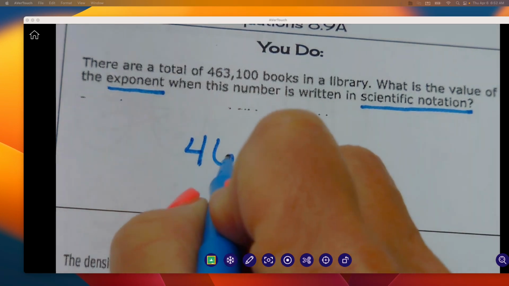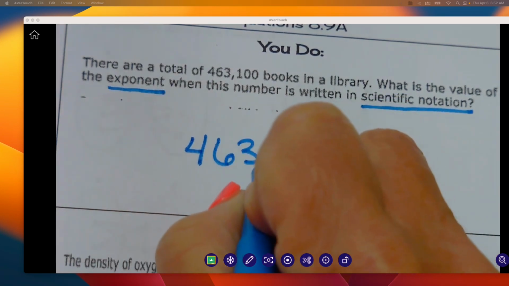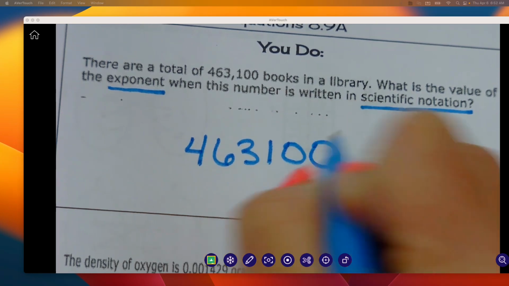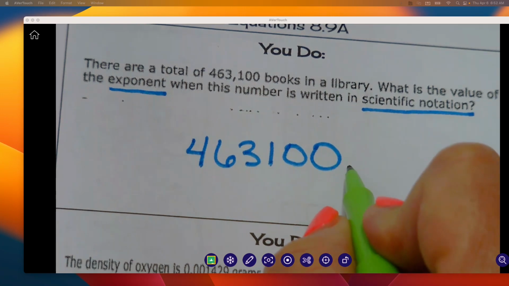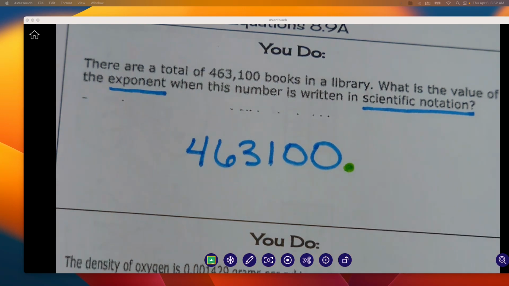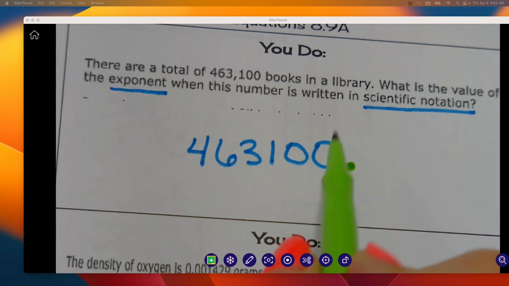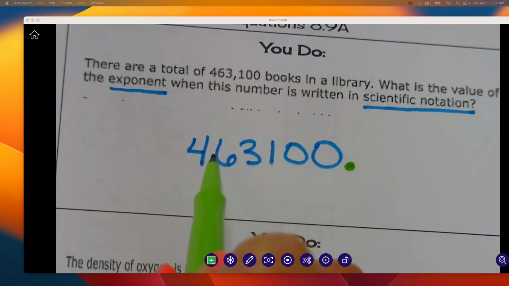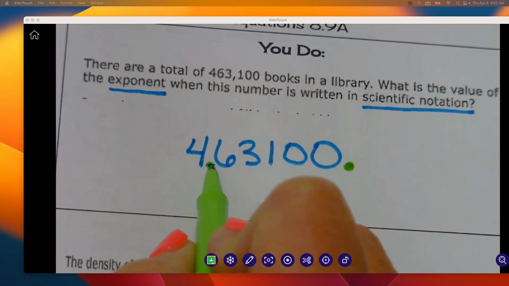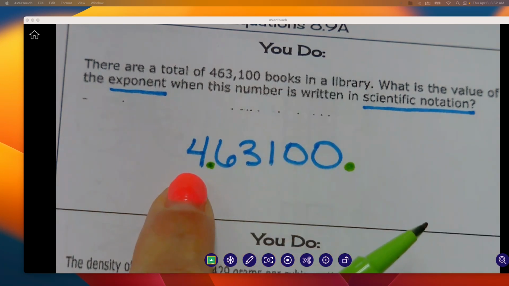So 463,100, I'm not going to put a comma. The original number doesn't have a decimal point, so remember it's at the very end. Hopefully what you did is you placed the new decimal point so that the number would be between 1 and 10. So let me see. No, no, no. That would be 46. This would be 4.6, which is between 1 and 10.